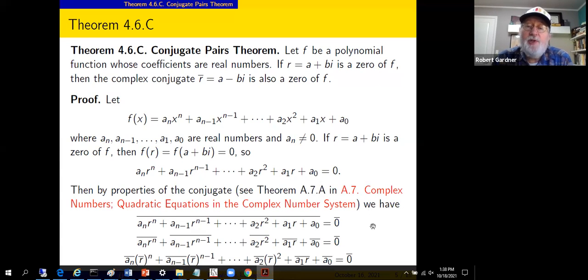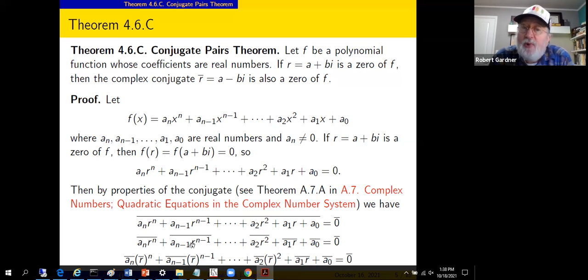By properties of the conjugate, in particular, this is spelled out in Appendix 7 in Theorem A.7.A. In the notes, there's a link to that. We know the following. So we've got this equals 0. If the two complex numbers are equal, then we can conjugate both sides. If they're equal, their conjugates are equal. The conjugate of a sum is the sum of the conjugates. So we've taken this conjugation and in some sense distributed it over the addition sign and put it on each of the constituent terms in this sum.